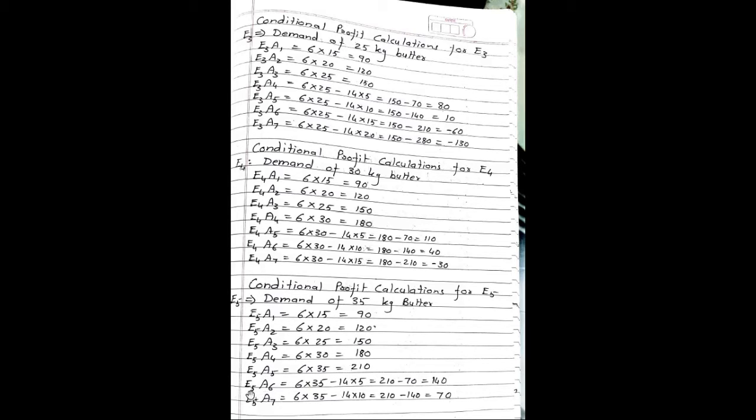E5, A6: demand of 35 kg but stock of 40 kg. So 5 kgs will remain unsold. 6 into 35 minus 14 into 5, which is equal to 210 minus 70. So answer is 140. Then E5, A7: demand of 35 but stock of 45. So 10 kgs will remain unsold. So 6 into 35 minus 14 into 10, which is equal to 210 minus 140. So answer is 70.